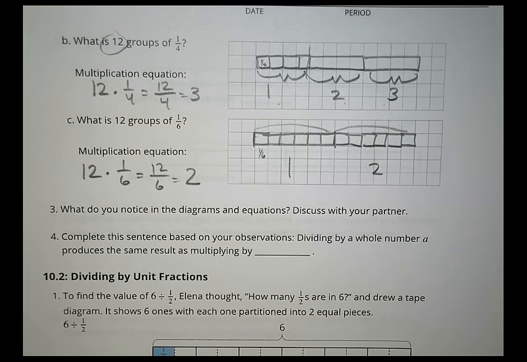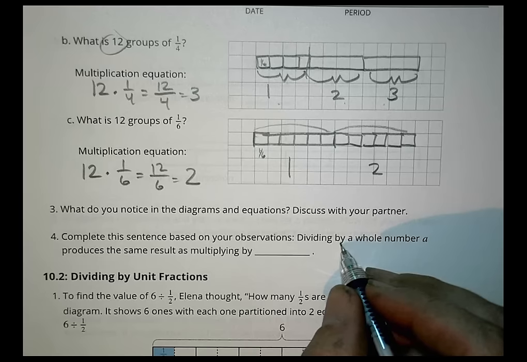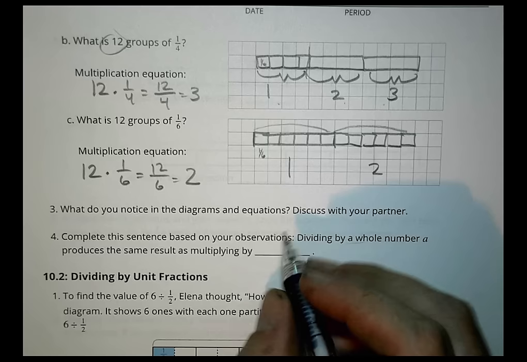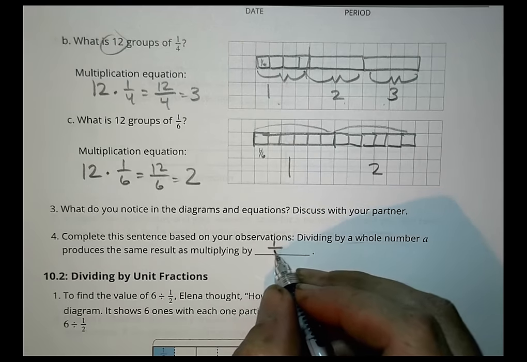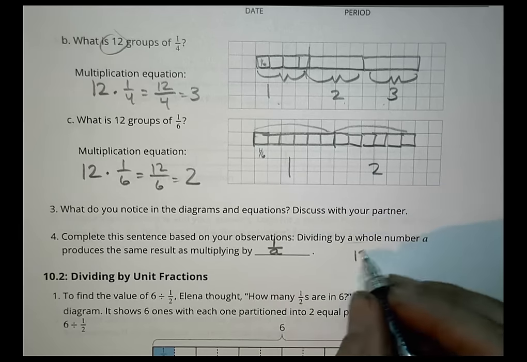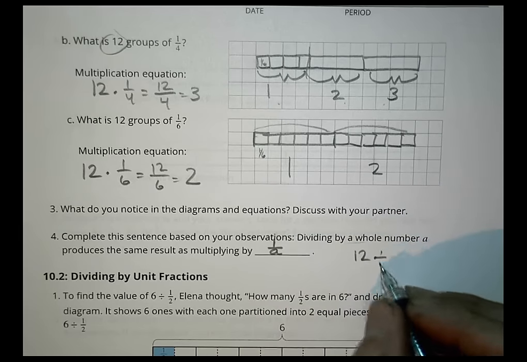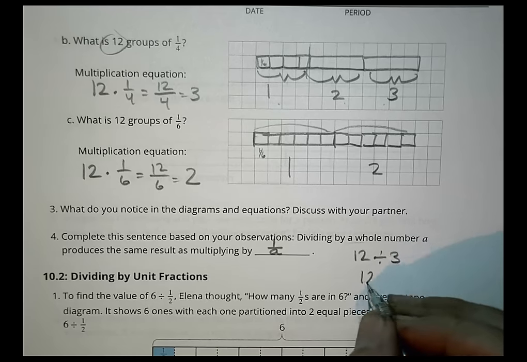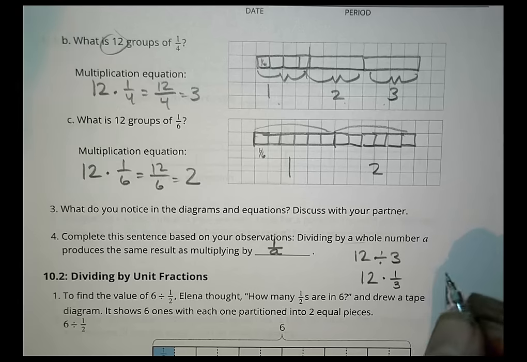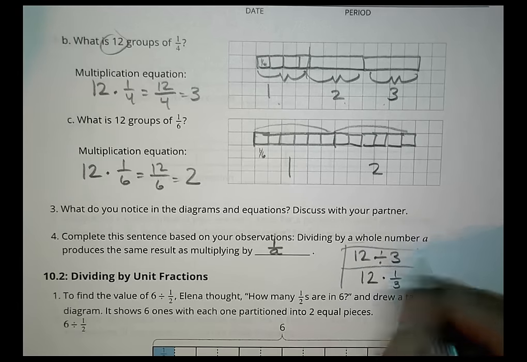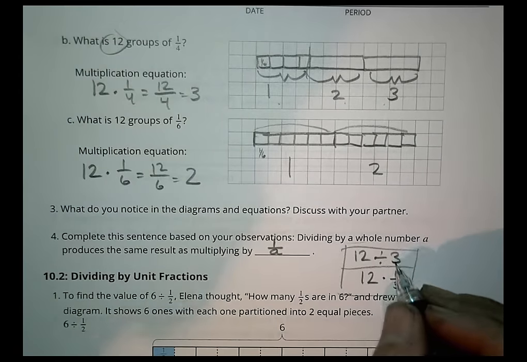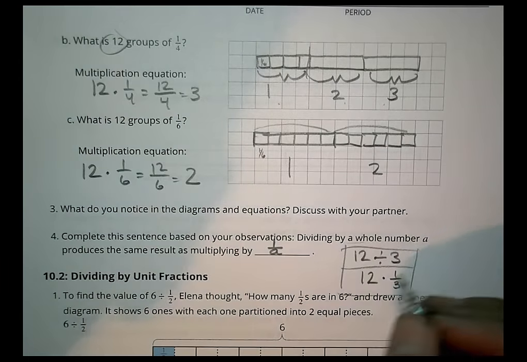Alright, complete the sentence. Based on observations, dividing by a whole number, A, produces the same result as multiplying by 1 over A. Okay? So when I divide by a whole number, 12 divided by 3 is the same as 12 multiplied by 1/3. It's the same idea. Just like in the prior lesson, when we divided by a third, we would multiply by the reciprocal. The same thing works this way as well.